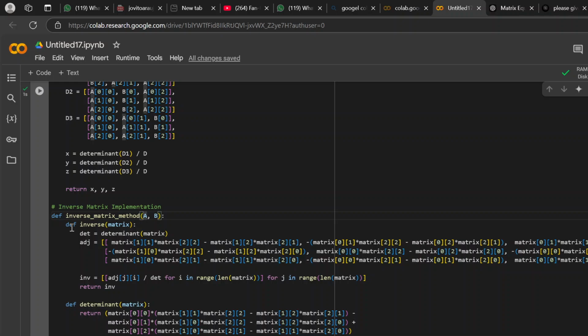After that, we do the inverse calculation, like def inverse matrix, that equals determinant matrix. So these nested functions calculate the inverse of matrix A using the determinant and adjugate. You can see the main logic: compute the inverse of matrix A, multiply the inverse by vector B to find the solution vector x equal A minus 1 B. You can see here.